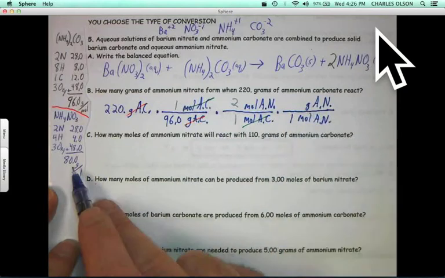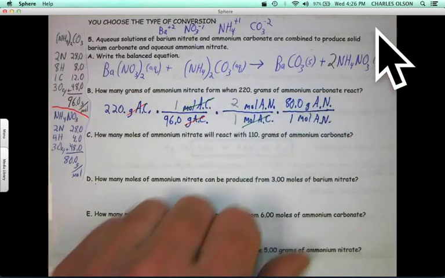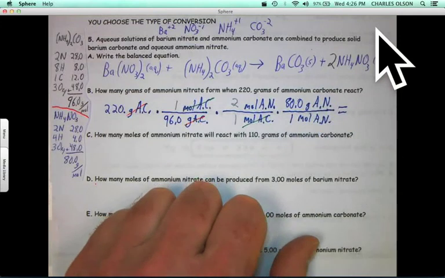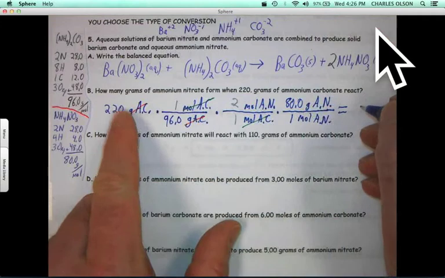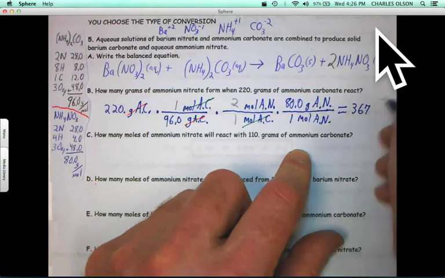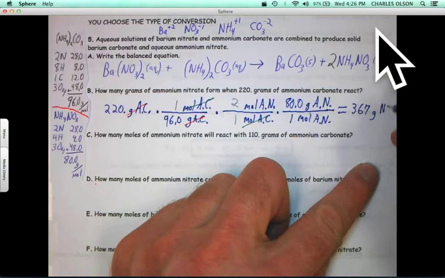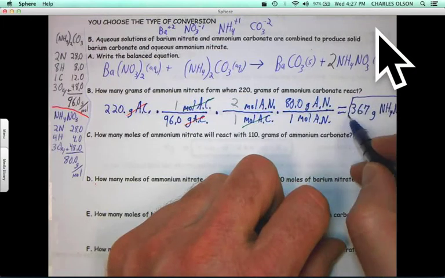And so it's 80.0 grams per mole. And so we write an equal sign, and then we do the calculation, and we come up to 3 sig figs. We started with 3 sig figs. 367 grams of ammonium nitrate, NH4NO3. Couldn't fit that on the screen, but that's what it is. I like to write the chemical with my answer.